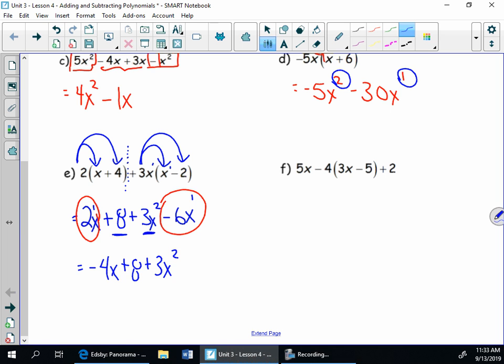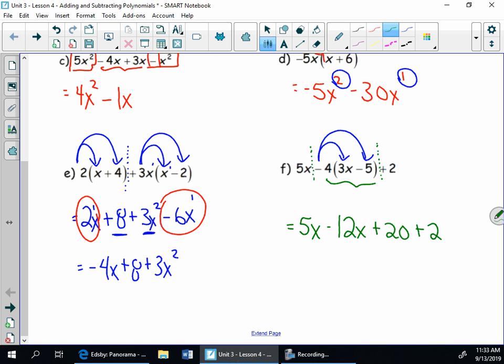We'll try the next one. I see brackets. Brackets are affected by the thing in front of it. The 5x is not actually in front of it. It's all by itself. What's in front of the bracket? Negative 4. Negative 4 times 3 is negative 12x. Negative 4 times negative 5. That's positive 20. I don't multiply the negative 4 into 2 because that's the end of my bracket. So I've done that part of the question. The plus and minus signs already separate this question into 3 separate parts, right? The 5x stayed by itself, the plus 2 stayed by itself. We just had to fix the middle.